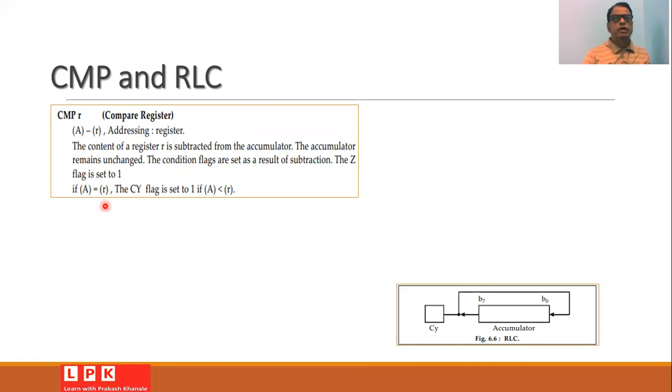Say for example, if the content of the accumulator and the content of the register are the same, then the zero flag is set to 1. And if the content of the accumulator is less than the content of the register, then the carry flag will be set to 1. This instruction is frequently required while writing the assembly language program whenever we want to compare the content of the accumulator with the register.